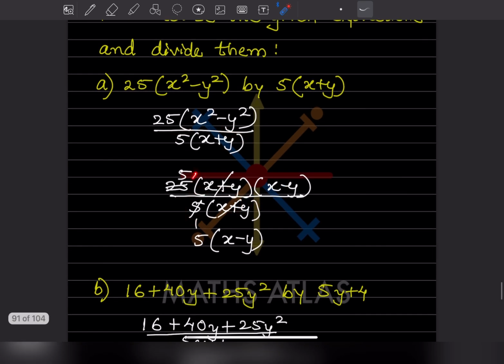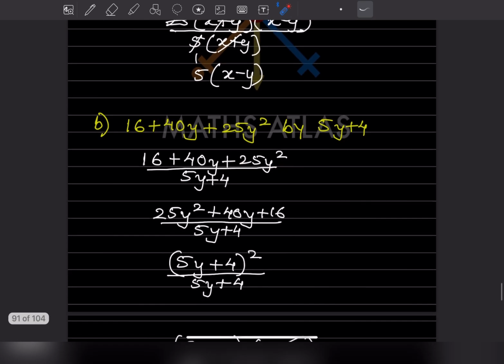So now since this is multiplication, what happens here? This and this get cut, 5 ones are 5 and 5 fives are 5, so the remaining is 5x minus y. So this is the answer. Now let us see the next part. The same thing is written over here.